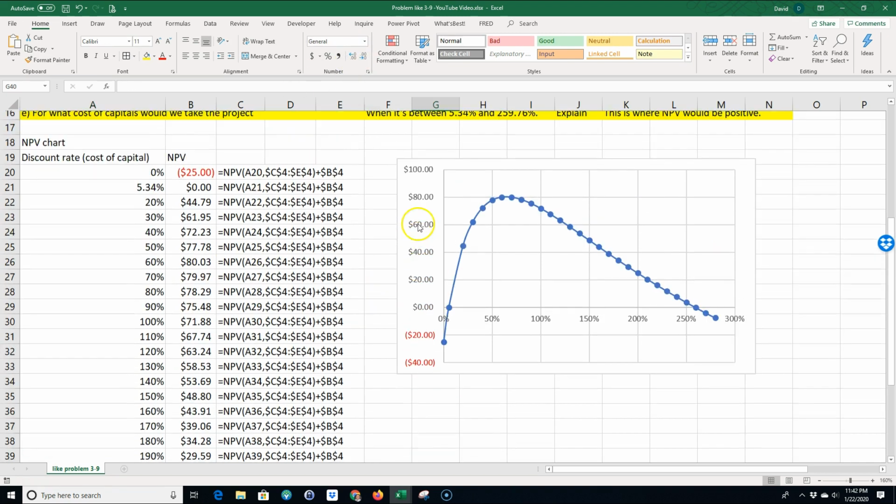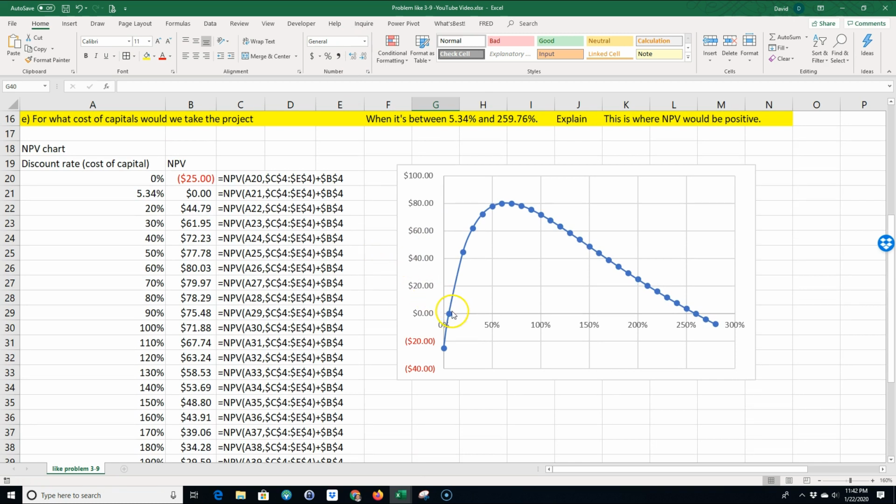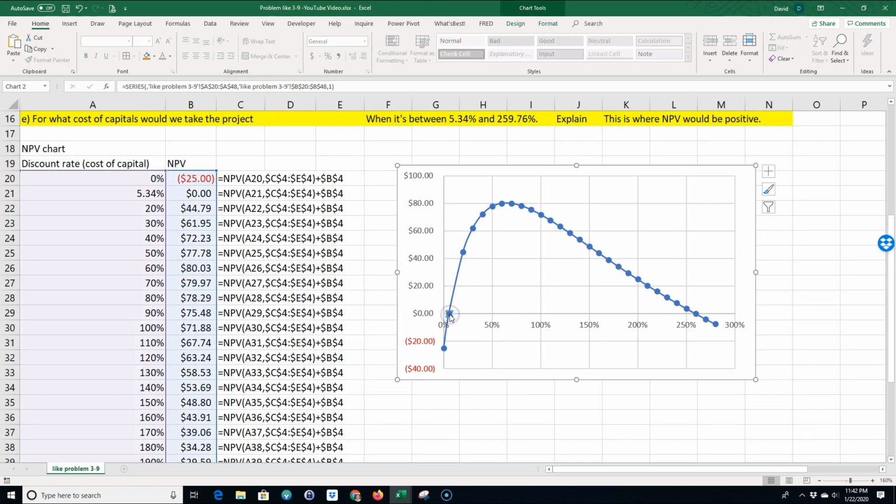And then what we could do, we could label this. So I'm going to click on this dot here, right click, go add data label, and I'll go add callout. You can see that the cost of capital is 5.34%. And the NPV there is zero. You can do the same thing, click on this one, right click, add data label, callout. You can see here also.